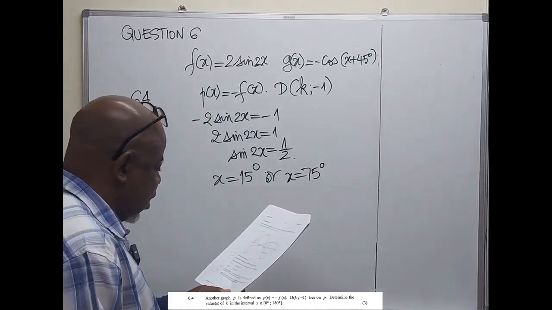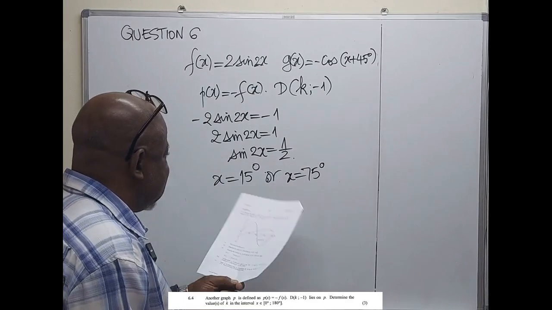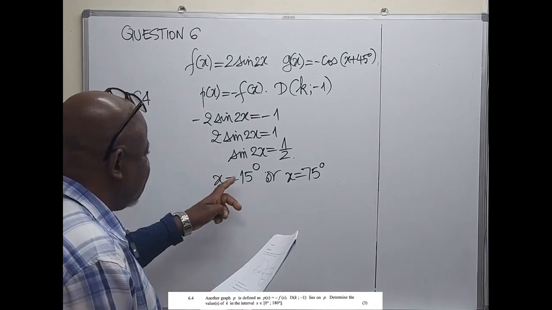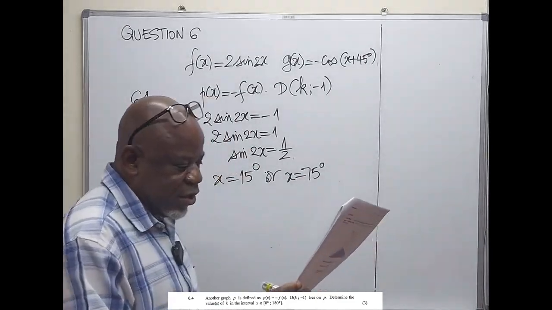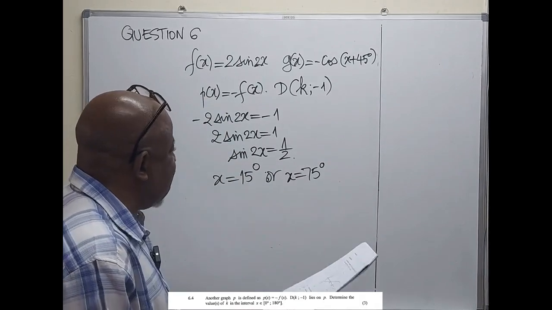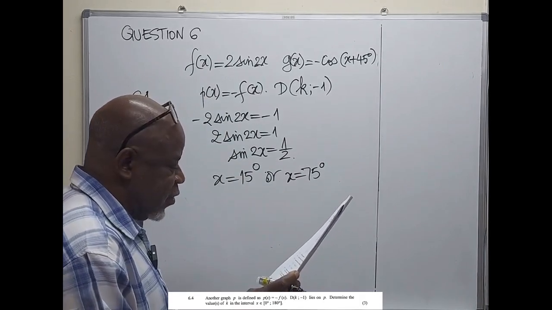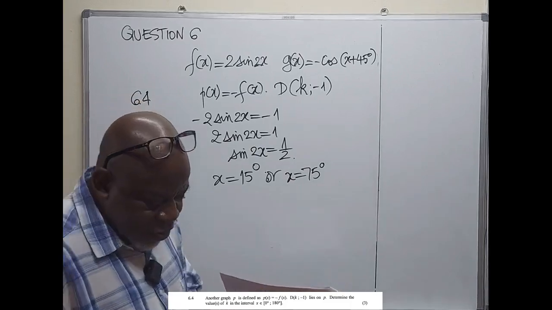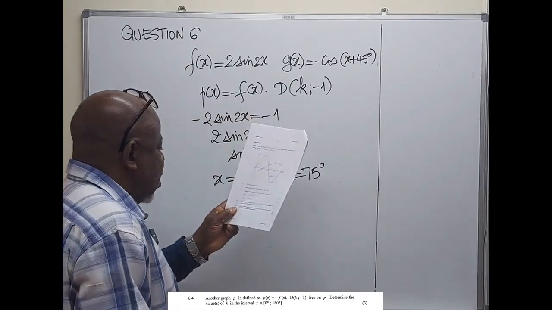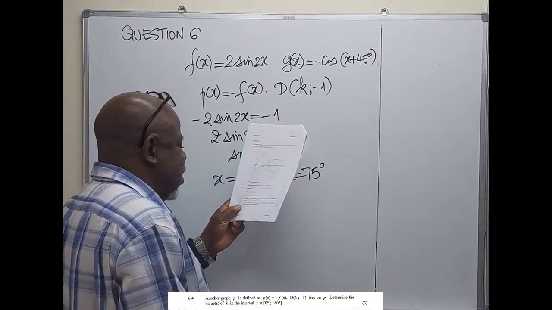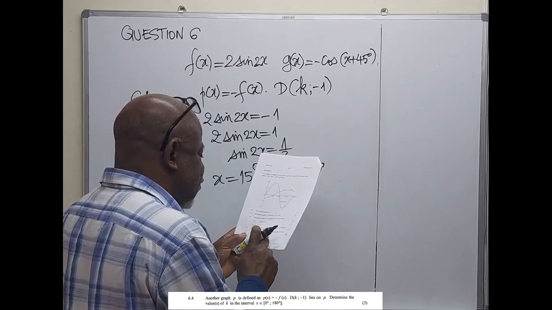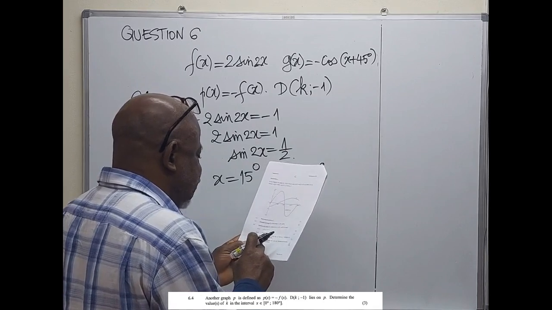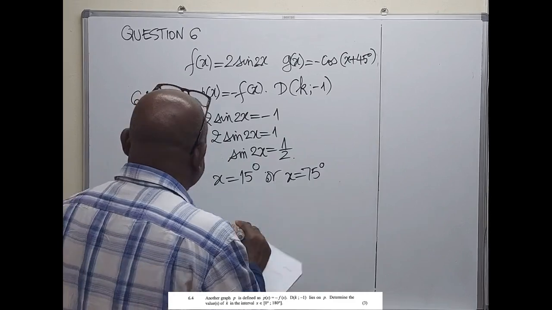So the values of x in the interval given will be 15 degrees or 75 degrees. So here's the answer for question 6.4. The last question is the 6.5. What are they saying? Graph H is obtained when G is translated 45 degrees to the left. Determine the equation of H. Write your answer in its simplest form.